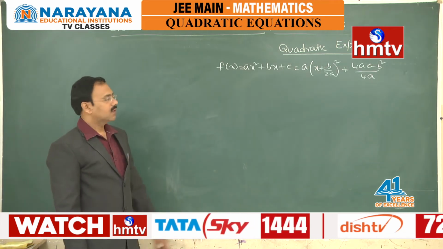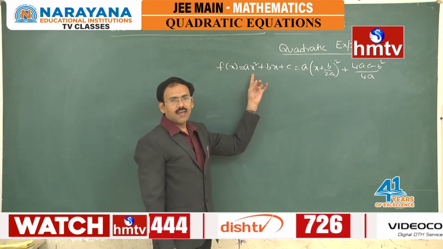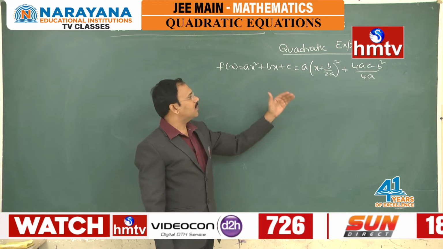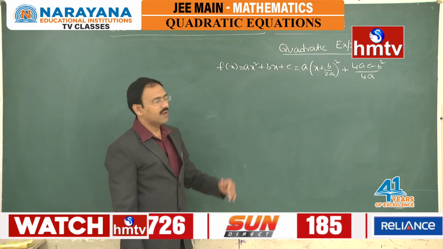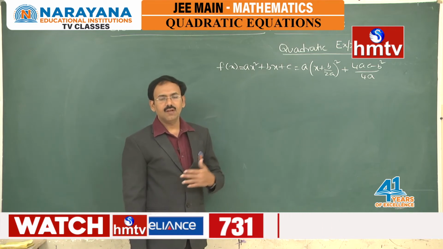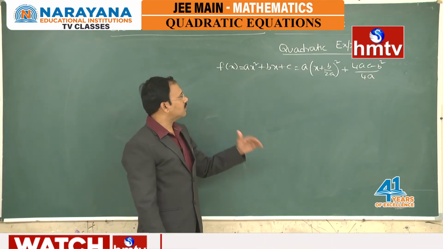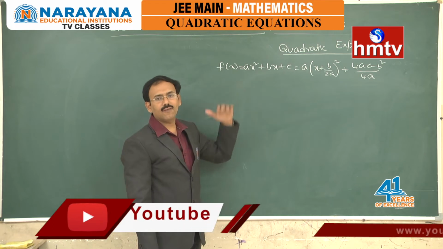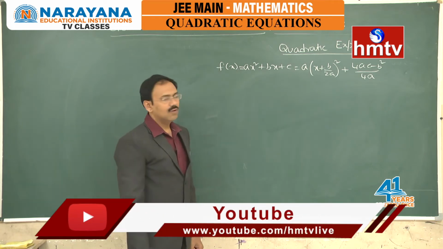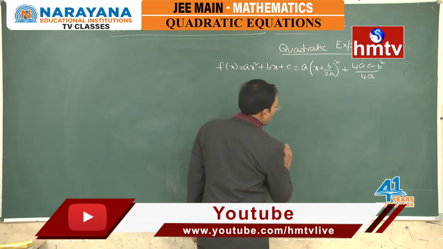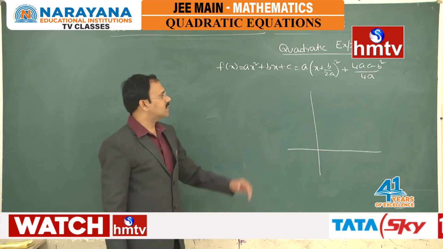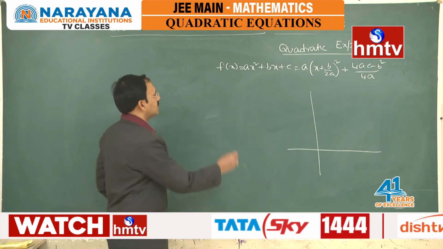Now, we can say that ax² + bx + c can be written as a(x + b/2a)² + (4ac − b²)/4a, with the help of which I want to see how the graph of ax² + bx + c would be. Let us take the x axis and y axis. First, we will split the discussion into two cases.